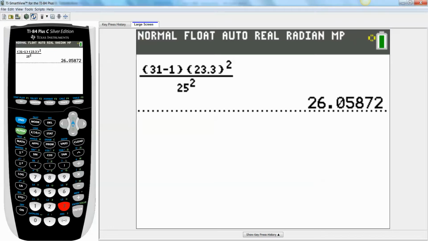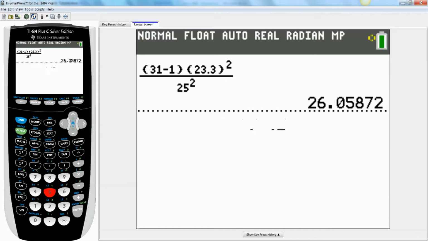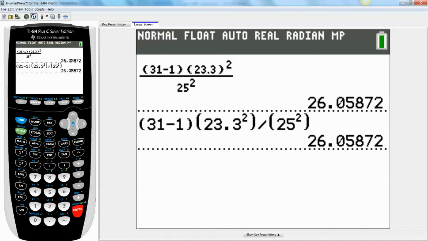Then 23.3 squared. I'm being a little heavy here with the parentheses, but I like it better that way because I want us to be very clear about what's in the numerator and what's in the denominator. It's not technically necessary with what we're doing right here, but that's okay. So there you go, same answer. The one parentheses that is absolutely necessary is 31 minus 1. But if you just type 30, you could get the same answer: 30 times 23.3 squared divided by 25 squared.